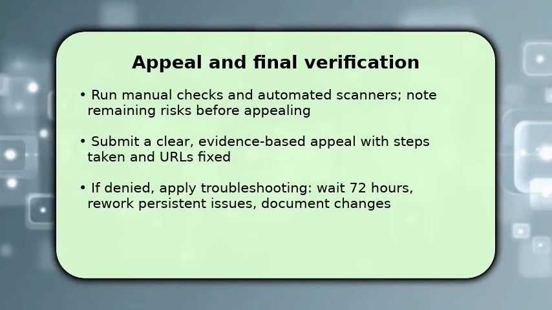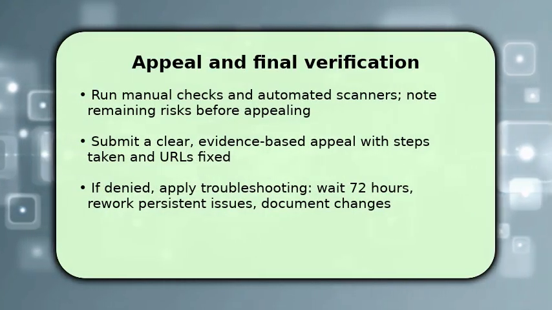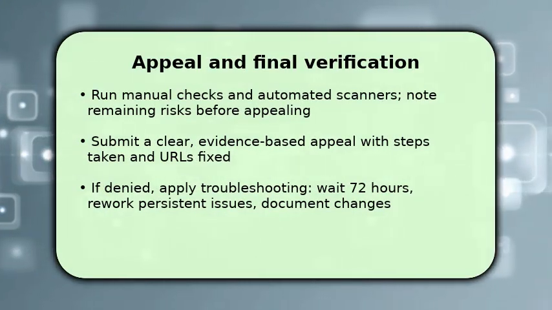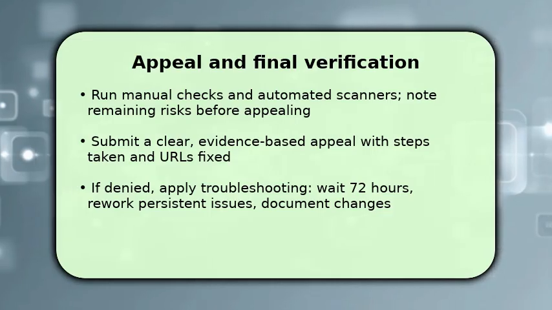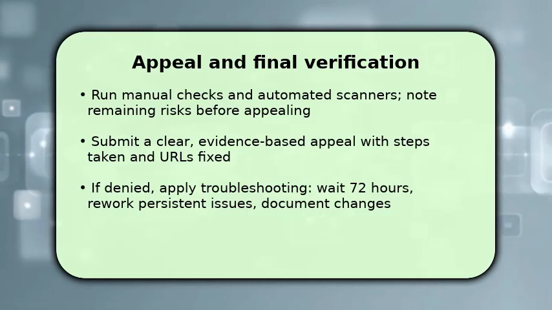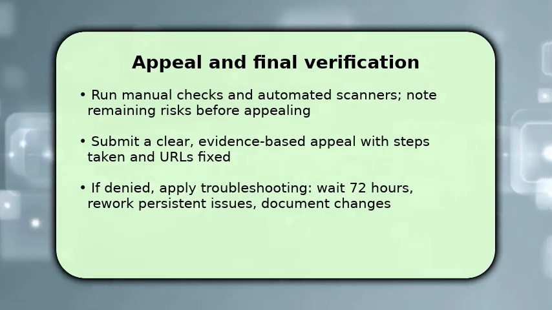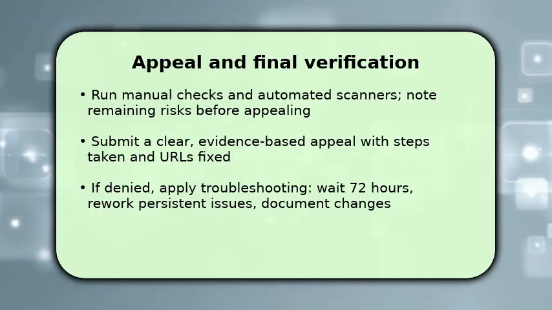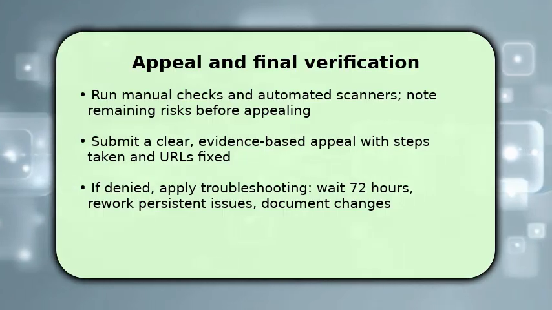After fixes, validate changes with manual review and automated site scanners. Note any lingering problems. Then prepare an appeal. Be concise and factual, list each URL fixed, the exact steps you took, and attach exported reports as evidence. Submit the appeal through the Policy Center and monitor email.